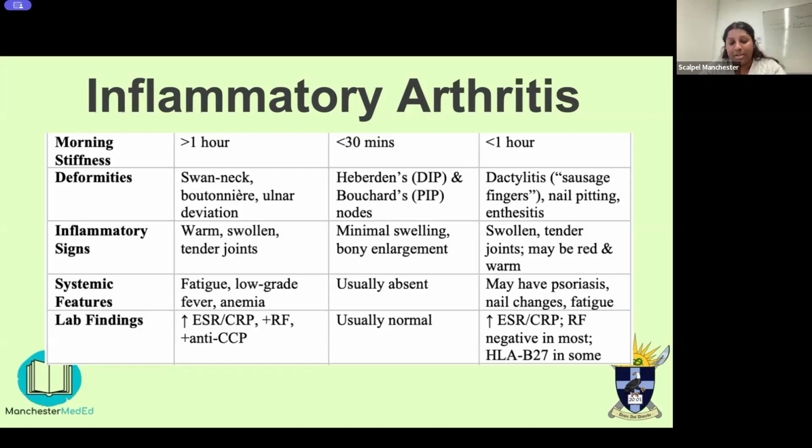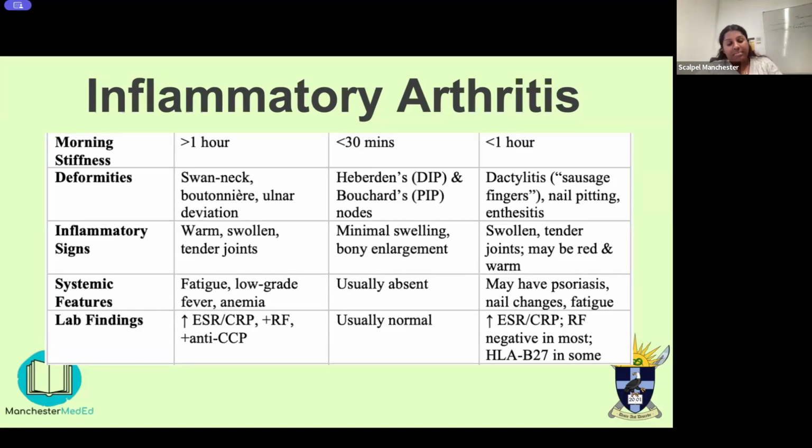Again, with rheumatoid, because it is an autoimmune condition, we want to think about the entire body. So we're going to think fatigue, we're going to think anemia, we're going to think fever. All of those things are quite common in rheumatoid arthritis, especially when they have a flare-up of their disease.